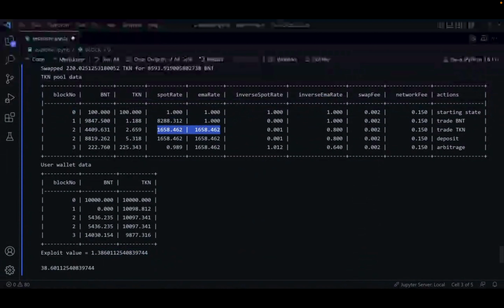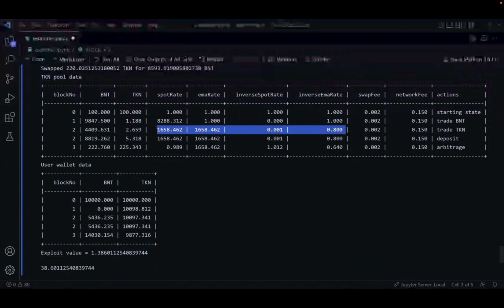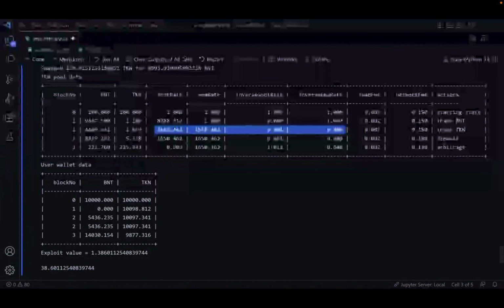But look what happens to the inverse EMA over those same steps, right? The inverse spot, right, goes from 1 to near 0 and then back to 0.01. And the inverse EMA, which is lagging behind, goes from 1 to 0.8. And this is the point. When the spot rate and the EMA rate match after an exploit like this, the inverse spot and the inverse EMA will always disagree.